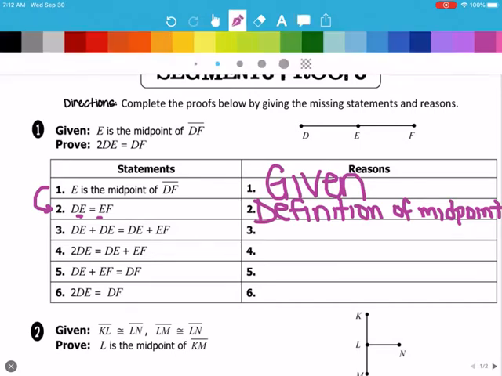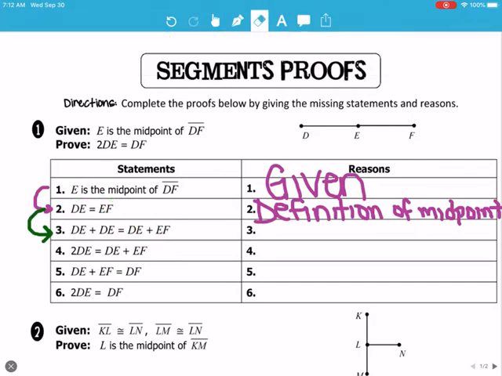Now, from step 2 to step 3, I notice that, yes, I have a DE still on this side, and I still have an EF on this side. But then I notice that they're adding DE to both sides. And when I'm adding the same thing to both sides of the equal sign, I'm using the addition property.